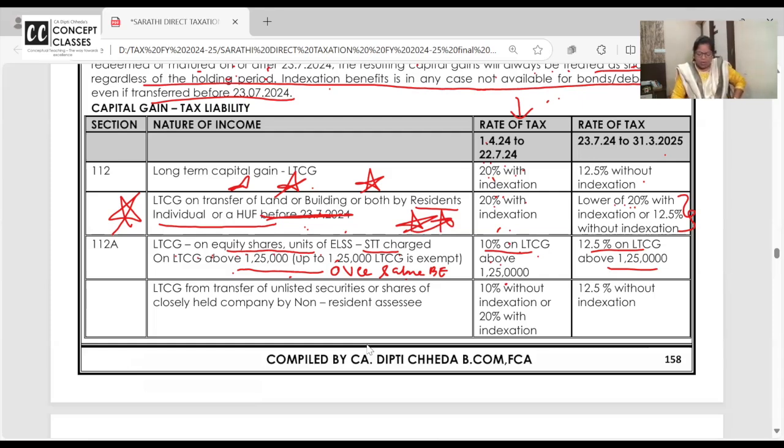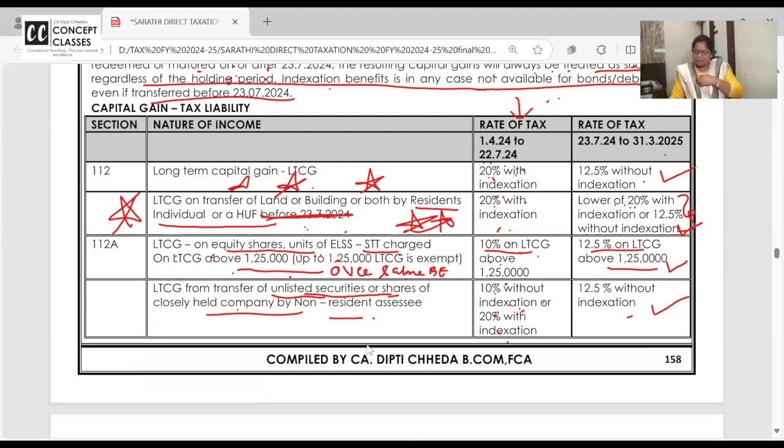Okay? Long-term capital gain from transfer of unlisted securities or shares of closely held companies, companies in which the public is not interested, private companies, or by non-residents. These are unlisted shares. Earlier they had an option: 10% without indexation, or 20% with indexation. Now for them also 12.5%. So if you check everywhere, long term is 12.5%, 12.5%, 12.5%, 12.5% without indexation. Only if you sell land and building, you have a choice. You can take 20% tax with indexation or 12.5% without indexation.